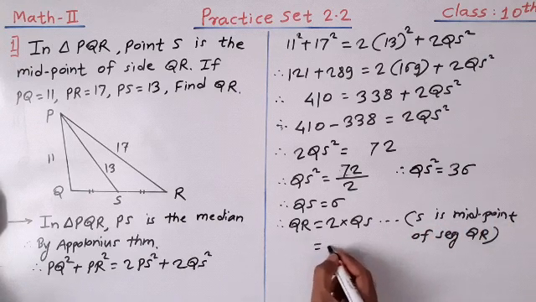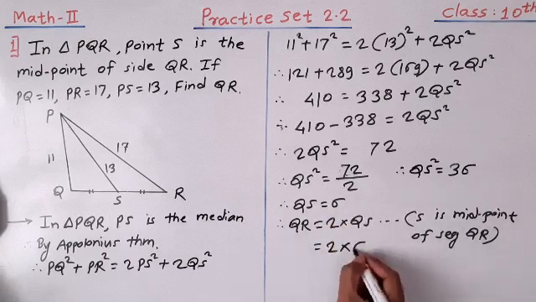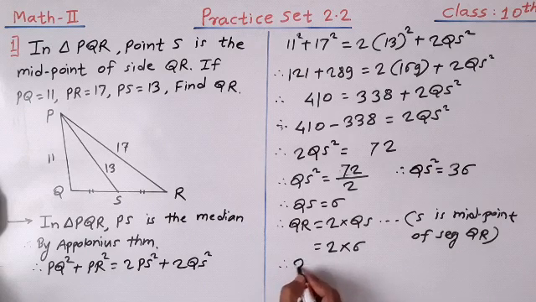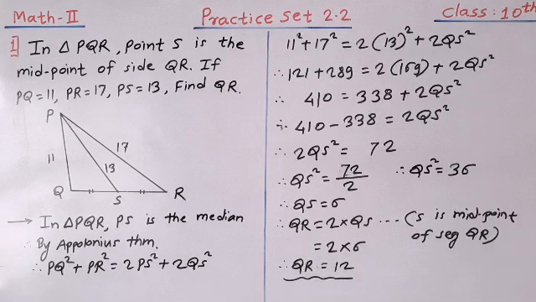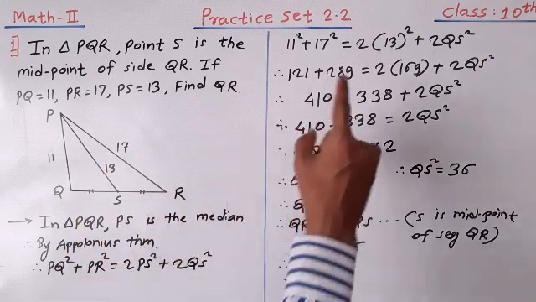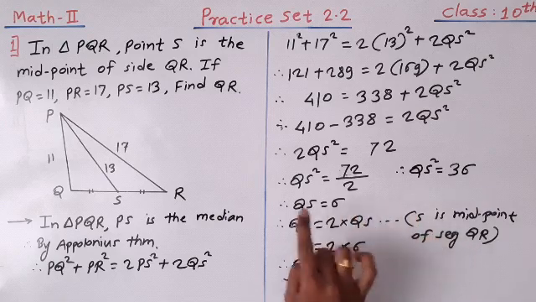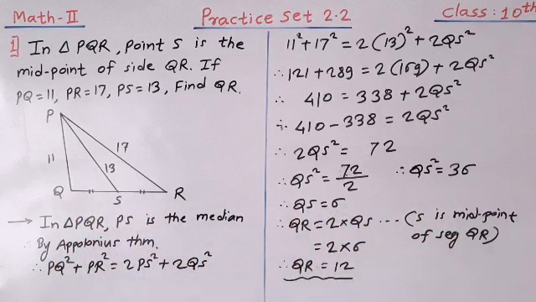Now let us put the value of QS. 2 into QS. See, here is the value of QS. It is 6. Therefore, QR is equal to 12. And in this way, we get the value for QR. Very simple. Just apply the Apollonius theorem, put the values, do the calculations. Once you get the QS, make double of it, you will get QR. Simple.